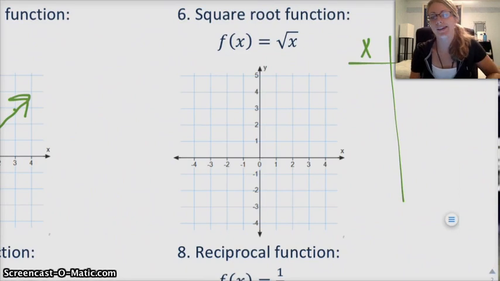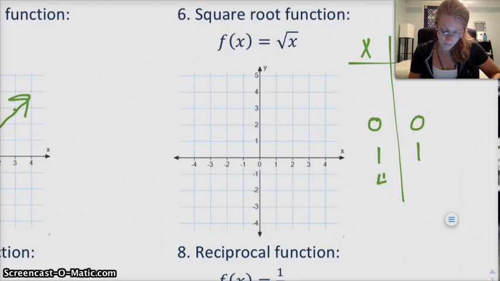Okay, 0, 1, 4, 9, 16, 25, right? Those are all perfect squares. So I'd recommend using some of those. I'm going to make some space for the negative numbers later. But all right, so 0. Square root of 0 is just 0. Square root of 1 is just 1. Square root of 4, see I'm skipping 2 and 3 because the square root of 2 is a really, really nasty number. It's irrational.